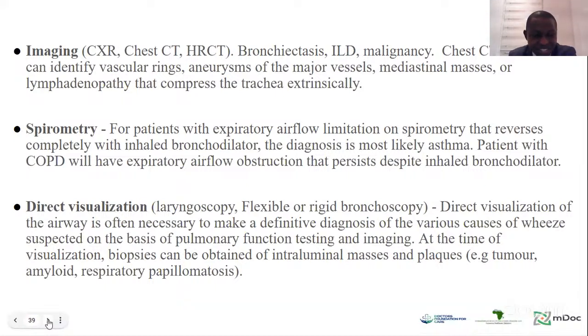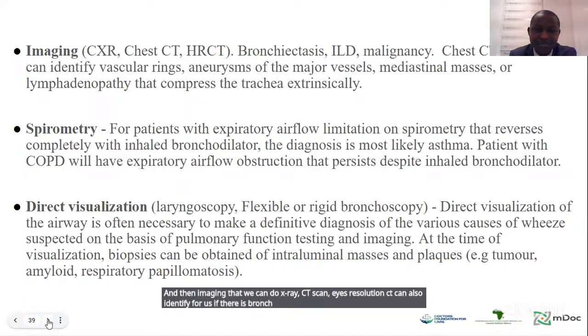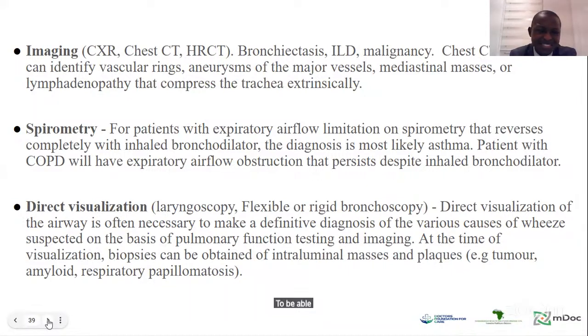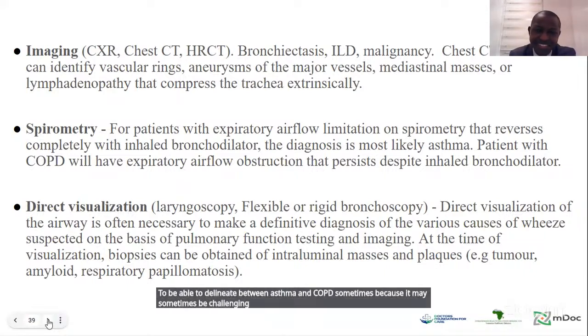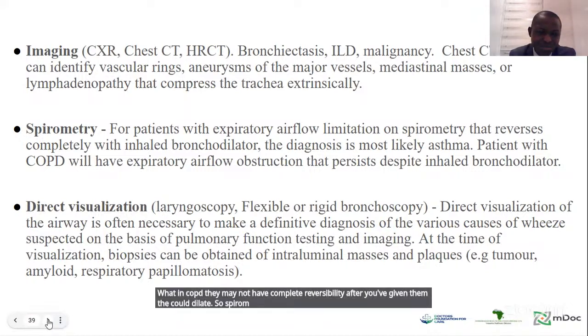And then imaging that we can do: X-ray, CT scan, high resolution CT, can also identify for us if there's bronchiectasis or pneumonia, interstitial lung disease. Spirometry is also important to be able to delineate between asthma and COPD, because it may sometimes be challenging. Of course, we remember that in asthma, the reversibility is complete, but in COPD, they may not have complete reversibility after you've given them the bronchodilator. So spirometry can help us know the type of obstructive airway disease the person is having, and even if it is either obstructive or restrictive, as the case may be.